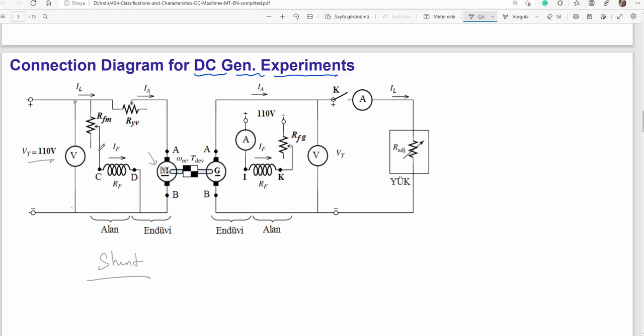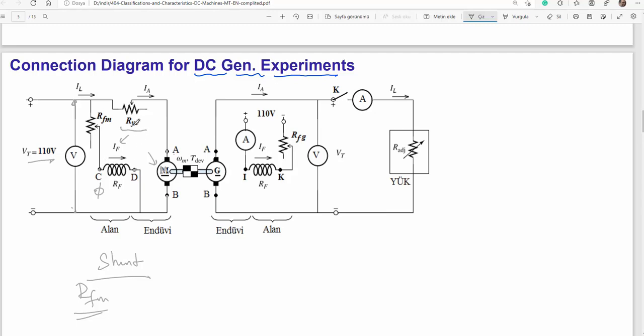Here you see the excitation coil is connected from the terminal voltage directly. Here is a control rheostat RFM, the motor field control rheostat. It is adjustable, so we can adjust the field current of the motor, and the field current, you know, will generate the field of the motor. Here's a startup resistor.